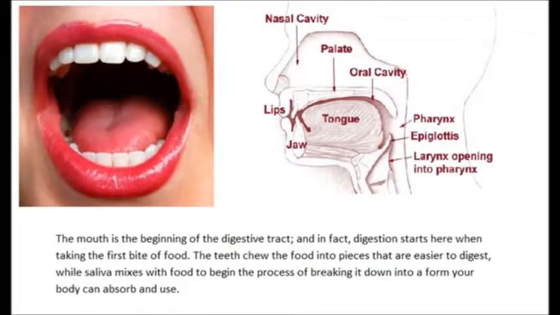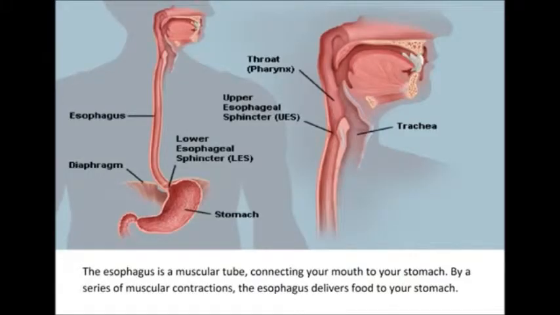Digestion starts at the mouth when taking the first bite of food. The teeth chew the food into pieces that are easier to digest, while saliva mixes with food to begin the process of breaking it down into a form your body can absorb and use. The esophagus is a muscular tube connecting your mouth to your stomach. By a series of muscular contractions, the esophagus delivers food to your stomach.